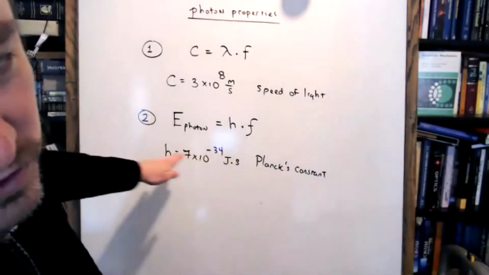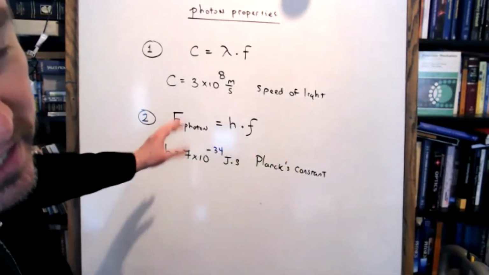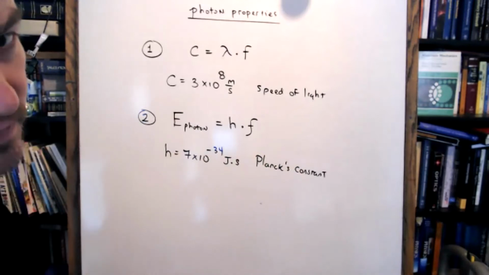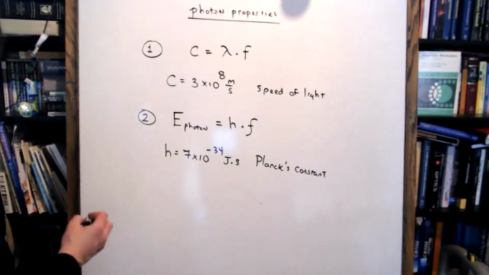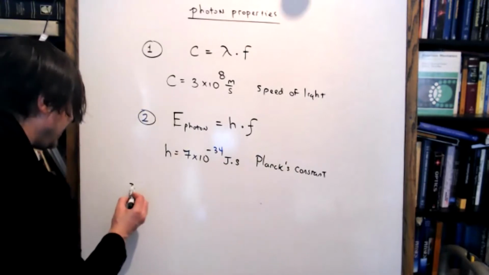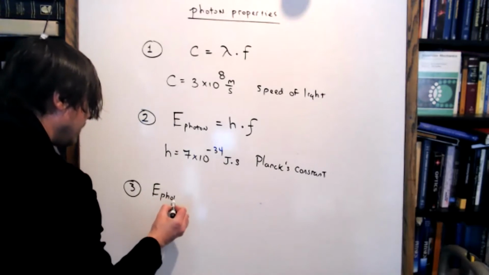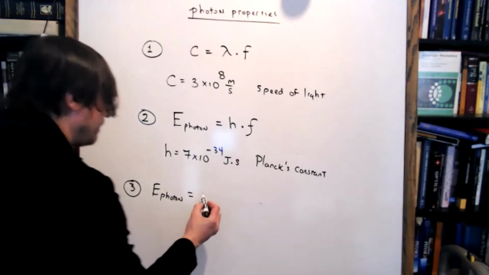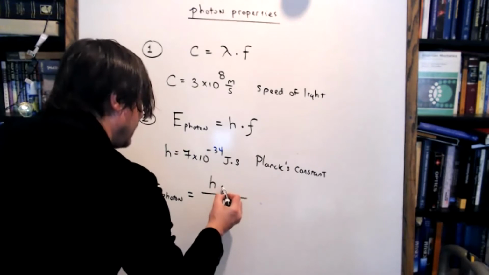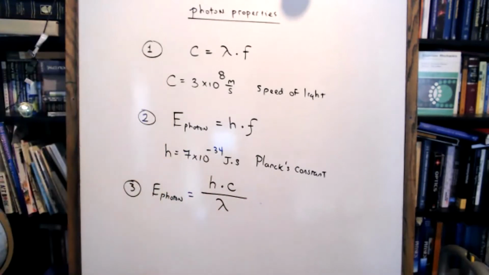Planck's constant tends to show up anytime you deal with atoms in the microscopic tiny world of photons and things like that. There's also a third formula that is kind of a combination of these two. It comes in handy a lot. So let's write this down. We can also write the energy of the photon in the following way. Planck's constant times the speed of light divided by the wavelength.